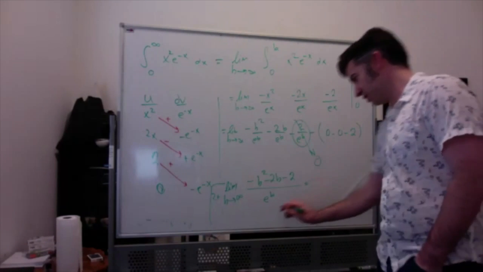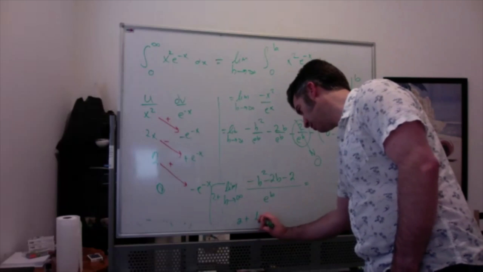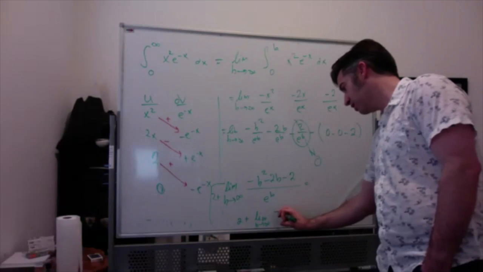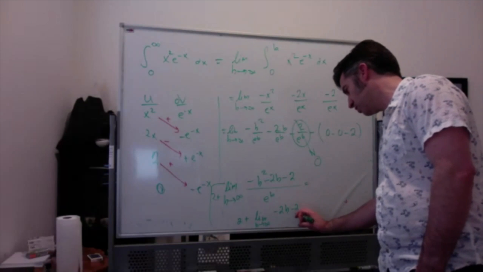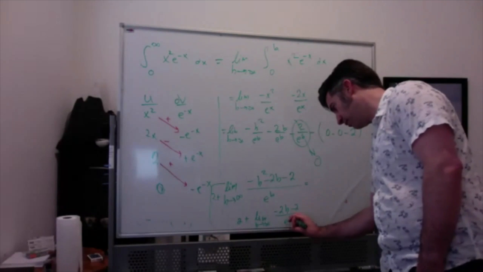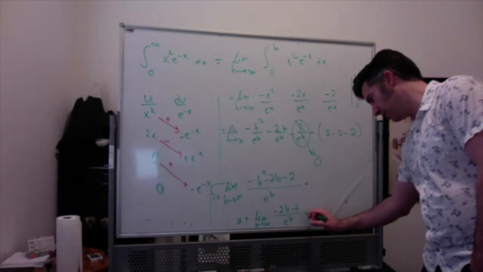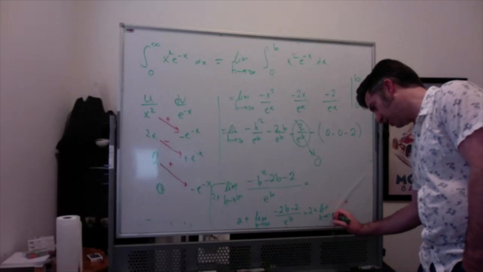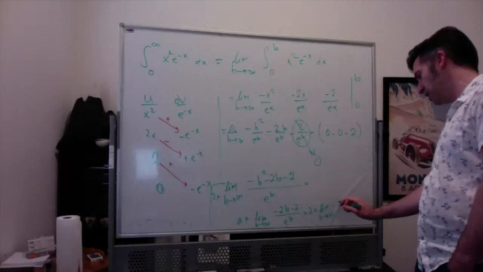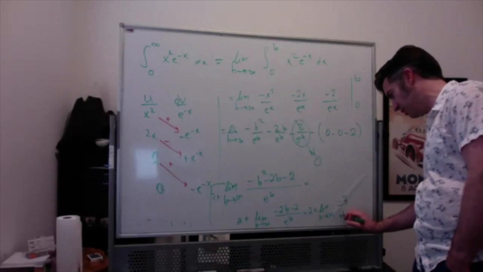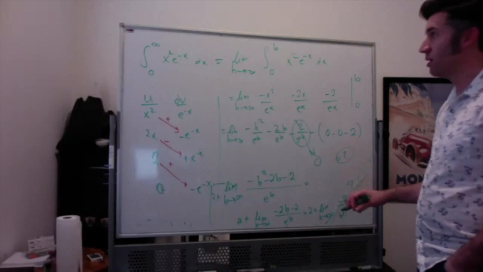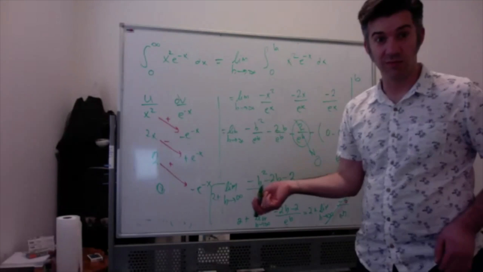So this is going to be 2 plus the limit as b goes to infinity of the derivative of the top, negative 2b minus 2, over the derivative of the bottom, e to the b. And then we get 2 plus the limit as b goes to infinity. The derivative of the top is negative 2. The derivative of the bottom is e to the b. Oh, look, that's 0. So our final answer is 2. So this integral converges to 2.